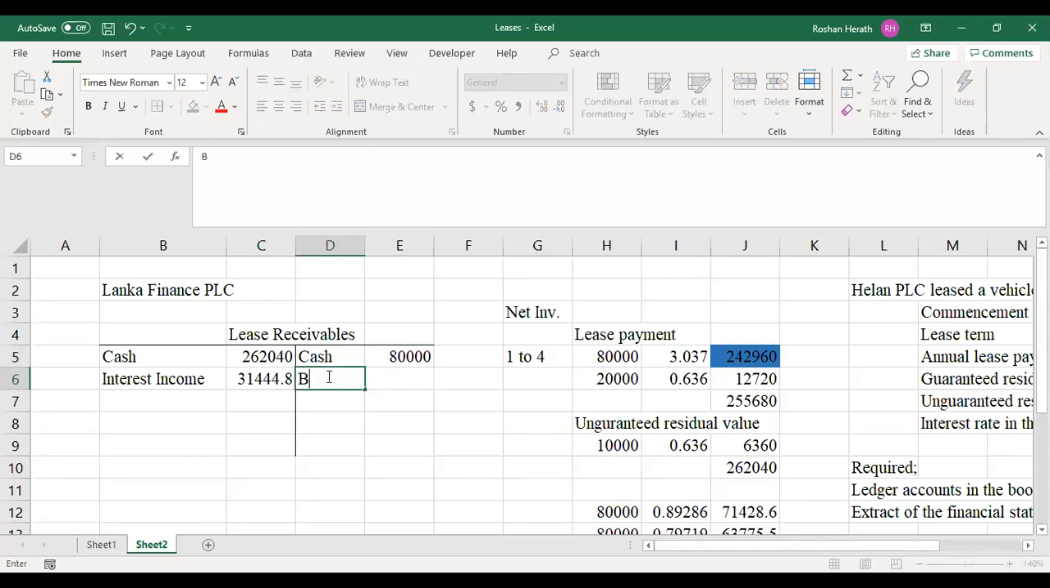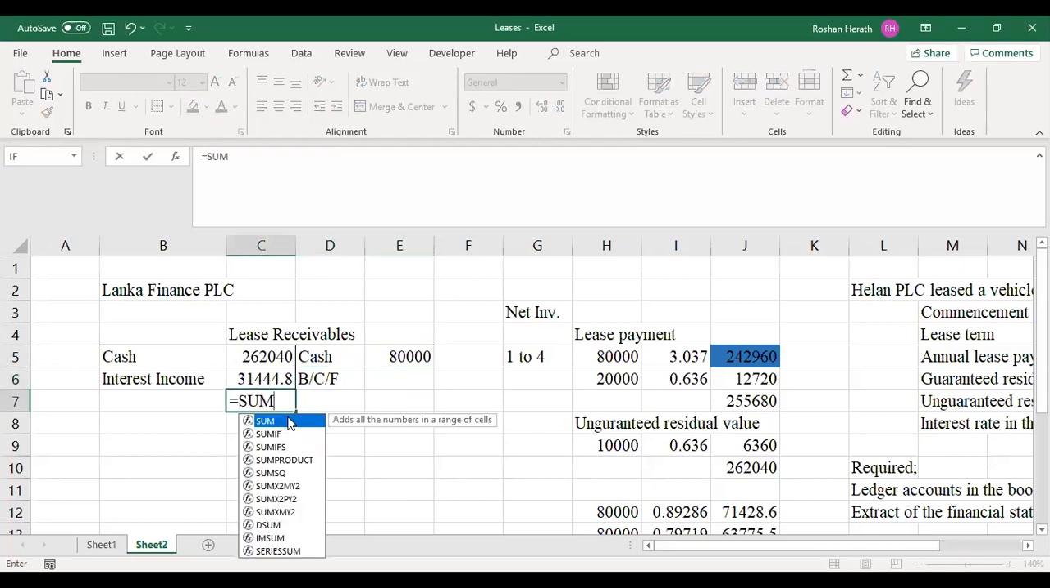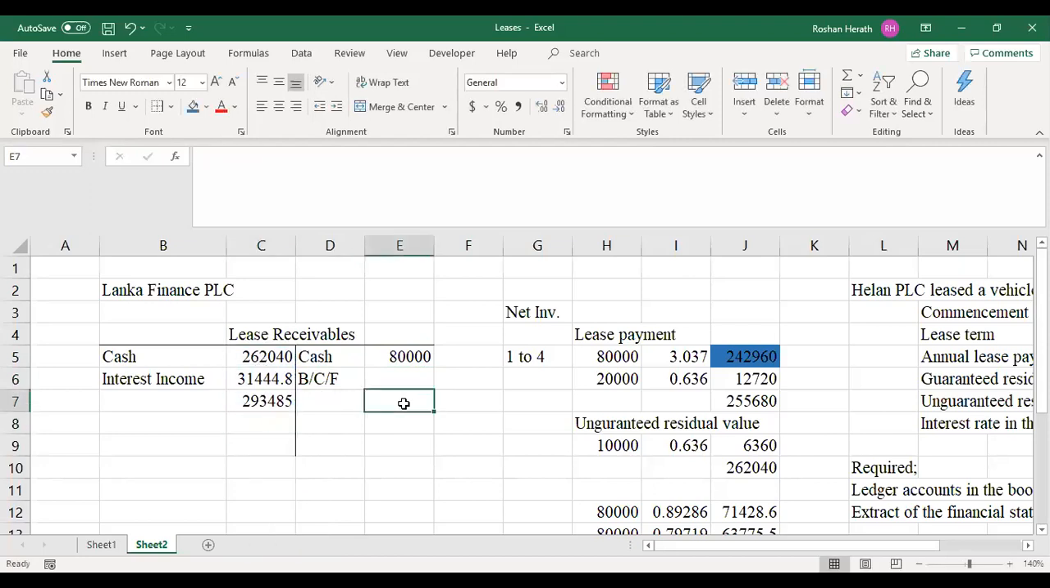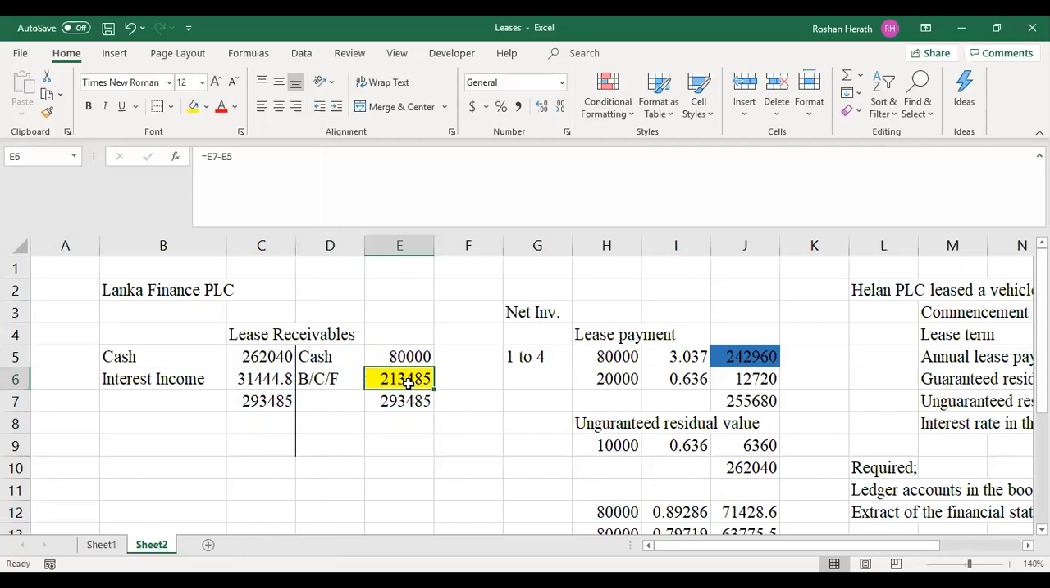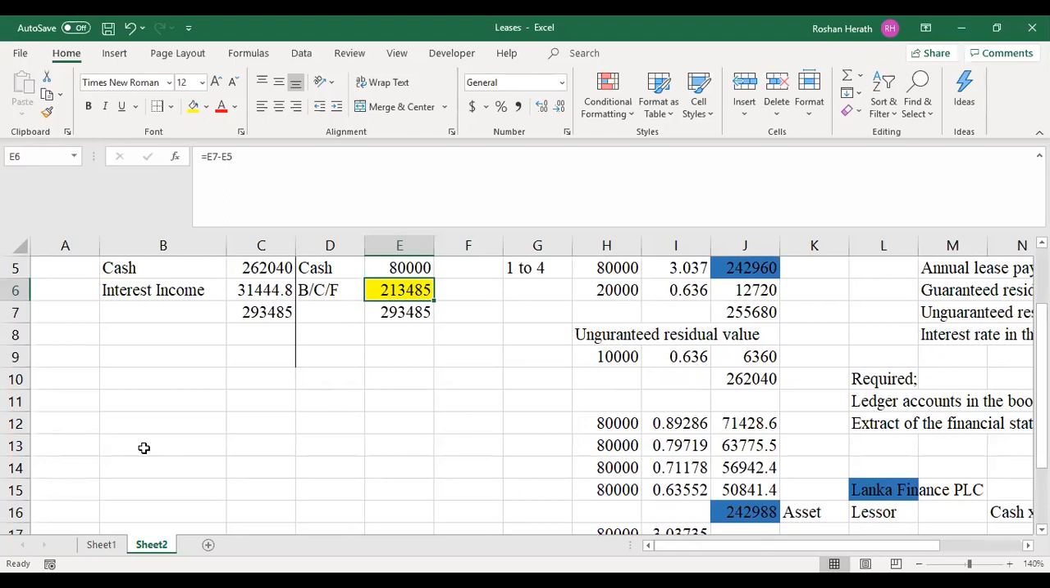Hence, you're getting the balance carried forward here. I take the summation, which is exactly similar to the way you treat the lease liability. But the most important thing is recognizing the lease receivable initially. That's it. So this would be the value at the end of the period, 213,485. Now you are supposed to provide the extracts.